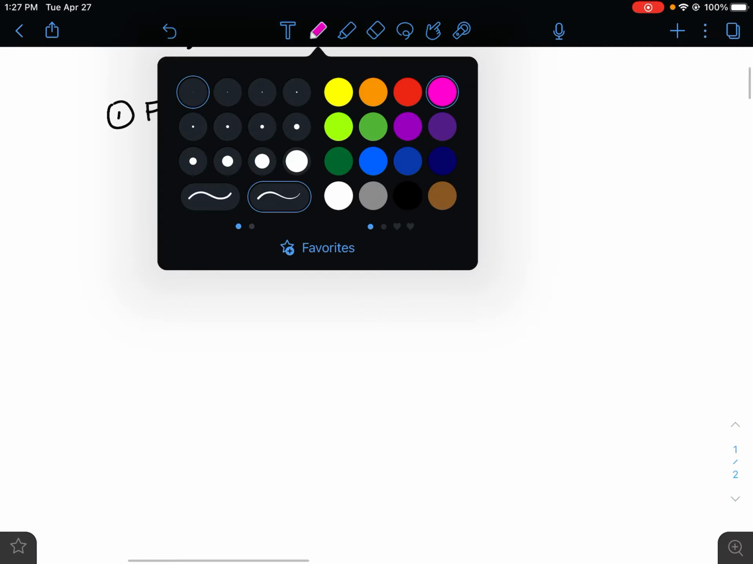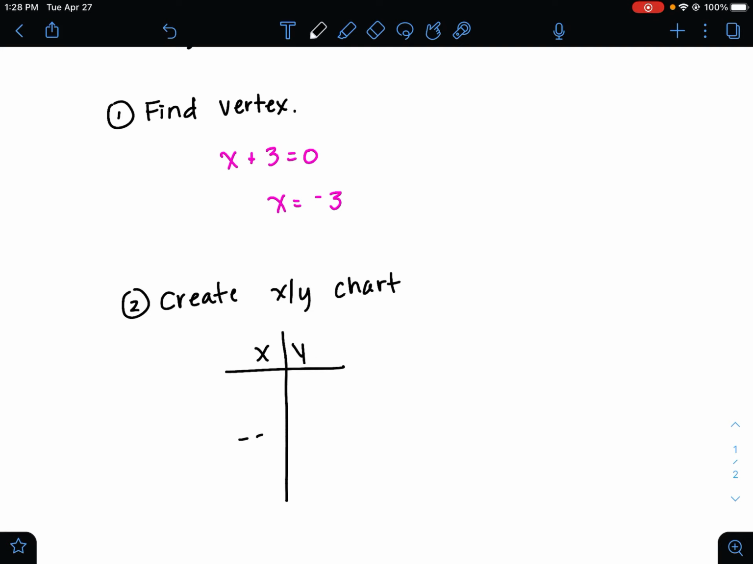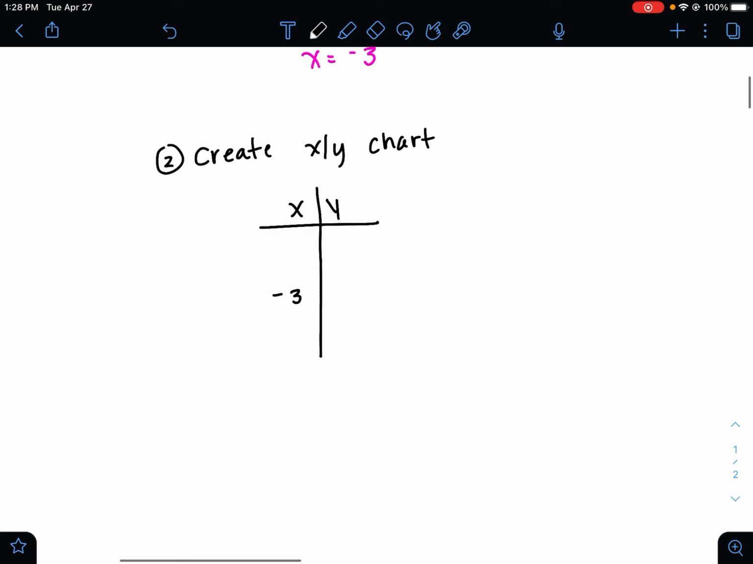The second thing you do is create an XY chart. It's this simple. Okay, but our XY chart has to be strategic. Since my vertex is -3, I'm putting that in the middle because if we think back to this little graph I have here, my vertex point's in the middle, so I need to pick values above it and then I need to pick values below it. That way I can see what both sides of my graph are going to look like.